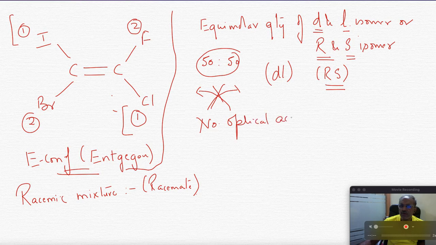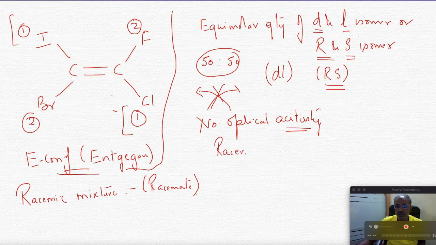Why? Even though it is rotating the plane polarized light, half of the portion is going on the left side and half is going on the right hand side. So, take for example, if on the left hand side it is minus A, on the right hand side it is plus A. So minus A and plus A cancel each other to get 0. That means it has no optical activity. That means a racemic mixture.